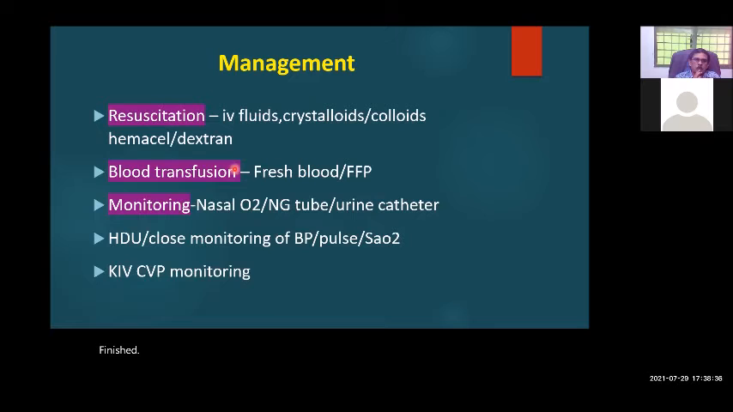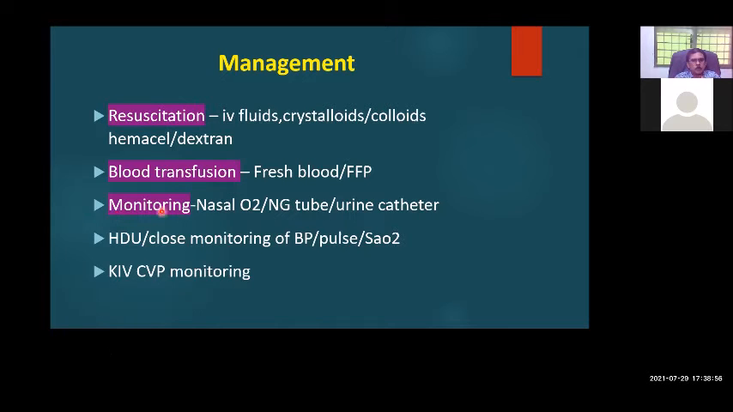Blood transfusion is a very important part of the initial treatment. If there are indications for blood transfusion like severe anemia, hypotension, and impending shock, then I think blood transfusion is warranted urgently.